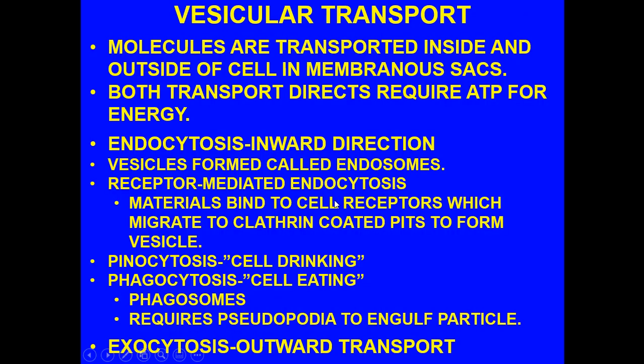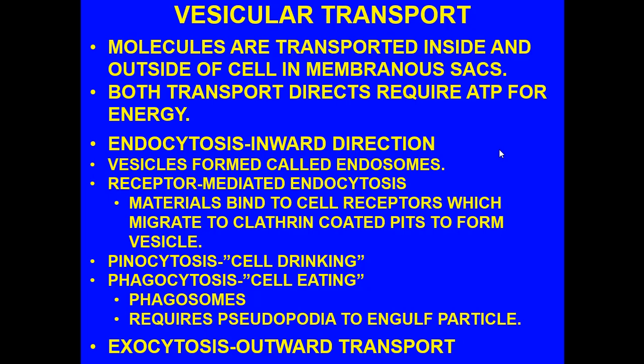Now, molecules are transported inside and outside the cell in membranous sacs. This is where we get into larger molecules and transport of them. For example, endocytosis. In all cases, endocytosis and exocytosis, they're all going to require ATP for energy. Endo means an inward direction. Exo means going out. So, endocytosis has an inward direction. The vesicles formed are called endosomes.